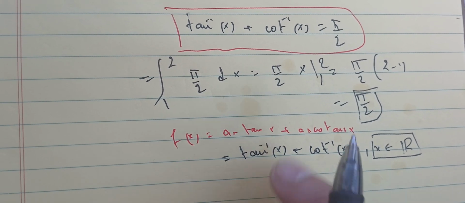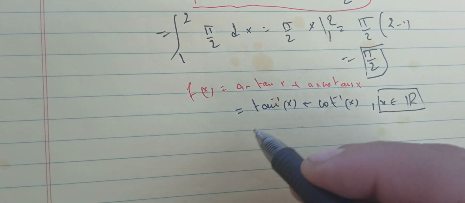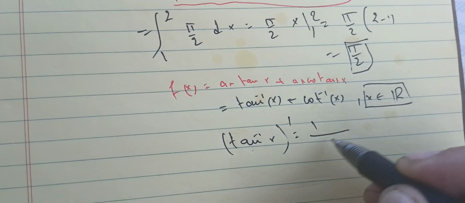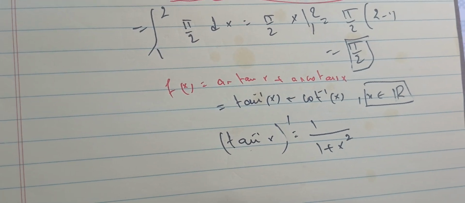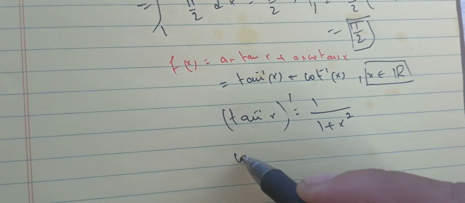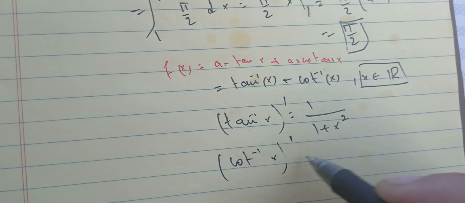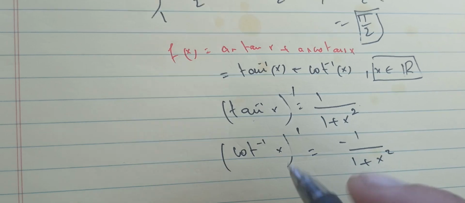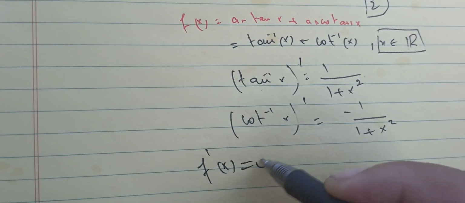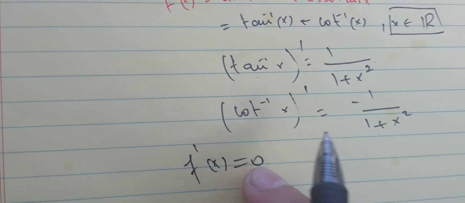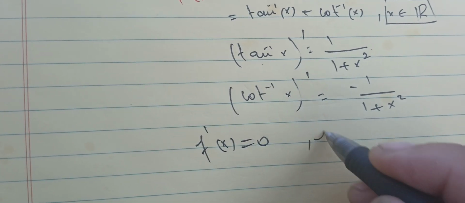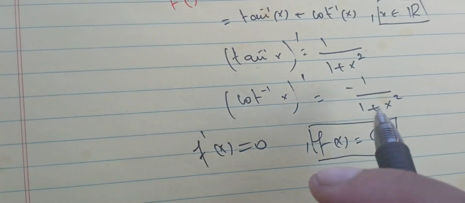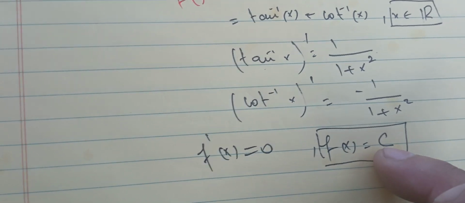We know that the derivative of the arctangent of x is 1 over 1 plus x squared, and the derivative of the cotangent inverse is minus 1 over 1 plus x squared. So when we add these two, we have f prime of x is 0. So the derivative is 0, what does it mean? That means our function f of x is just a constant c. No matter what values we give to x, we're still going to have a constant.